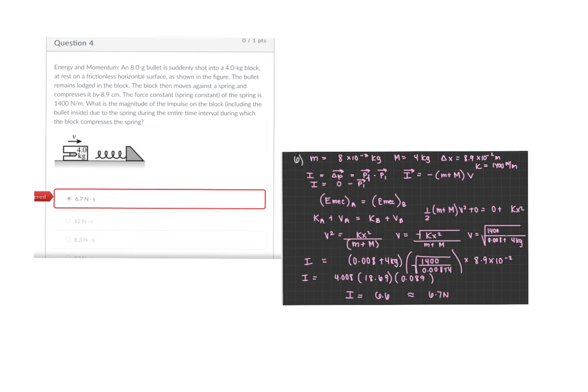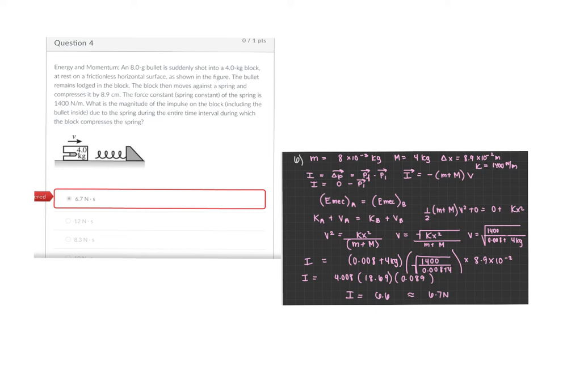And basically we plug in the numbers and we have 1/2 of (m plus big M) v squared plus 0 equals 0 plus kx squared. So then we have v squared equals kx squared over (m plus M), because we want to find what that velocity is first, and then we simplify it by taking the square root of this, and that v would equal the square root of 1,400 over 0.008 plus 4 kilograms, since those are the masses we're given and we're making them both into kilograms. So now we go ahead and plug in that velocity v that we have into that equation that we have for that momentum, that I.